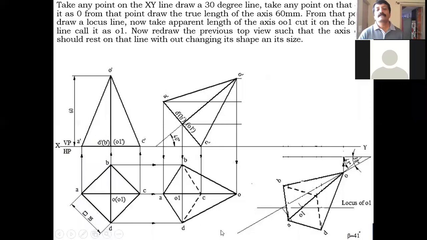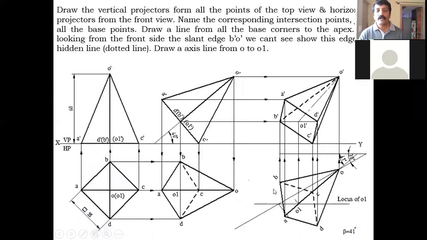Now after this, to get the front view, you draw the vertical projectors from all the points like this, and draw the horizontal projectors from all the points of the front view. Coincide the points and name it. So A is here, A dash is here. B is here, B dash is here. C is here, C dash is here. D is here, D dash is here. O1 is here and O1 dash is here. O is here, O dash is here.